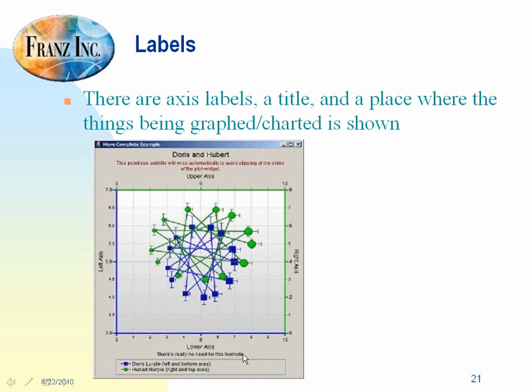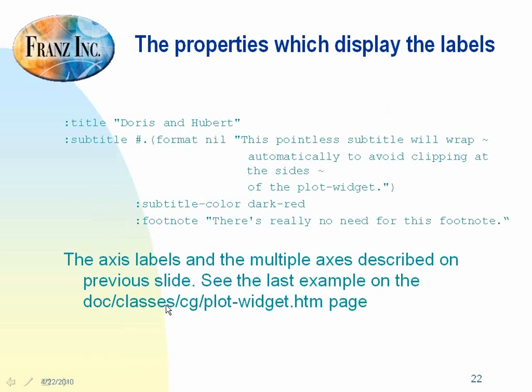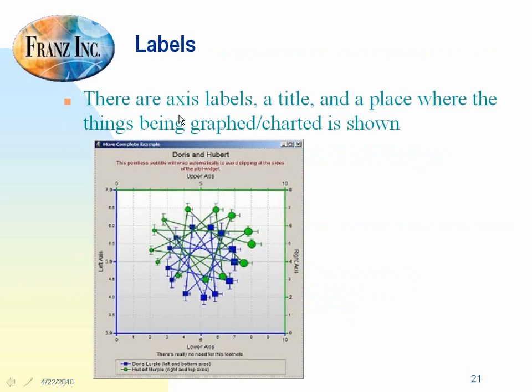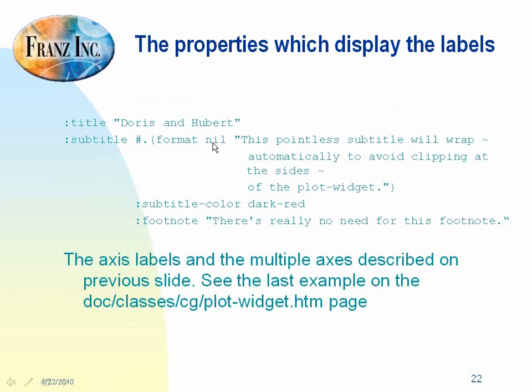Then we have another label here. Again, he didn't know what to say, so it says there's really no reason for this. And then we have this little box, which is a legend for identifying the contents. And I just wanted to show you the bit of that code. Here's the title, Doris and Hubert, which appears at the top here.